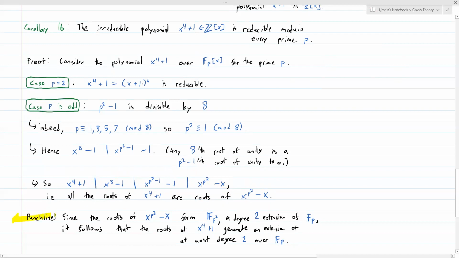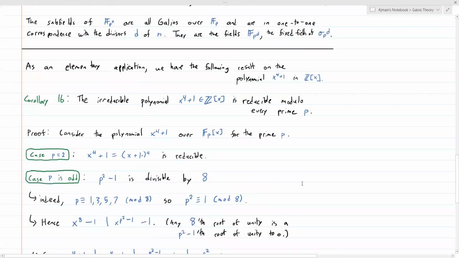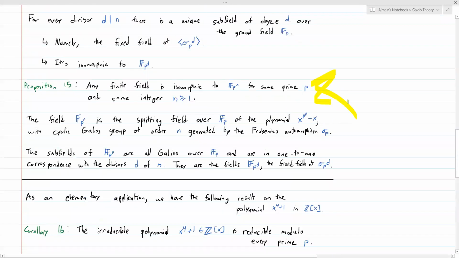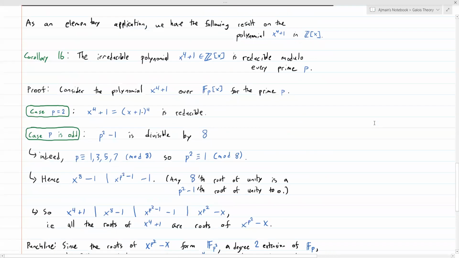Now, the punchline is that the roots of x to the p squared minus x form F_p squared, a finite field of order p squared, a degree 2 extension of F_p. So this sentence right here is how we're using the knowledge that we gathered to prove proposition 15. And that's why this is a corollary of 15.